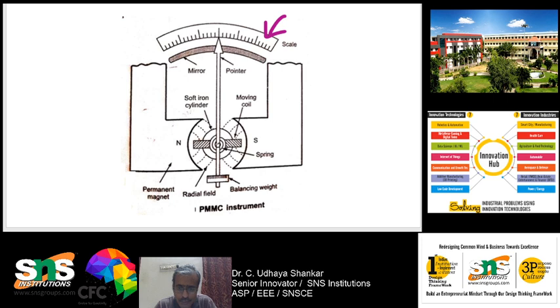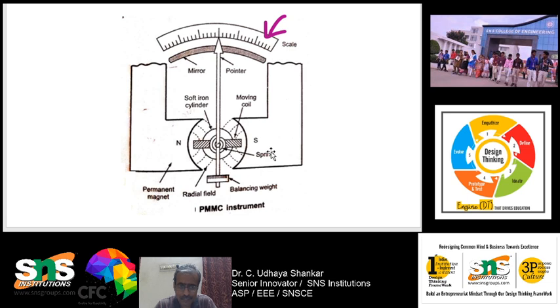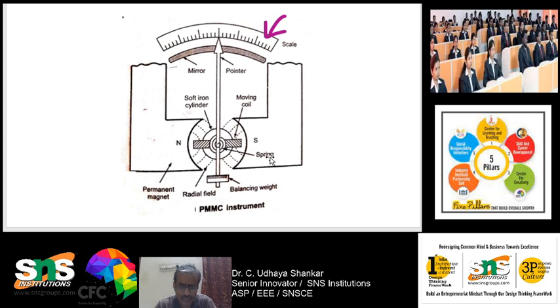One more thing I want to convey here: what are the errors? See, here it is using a permanent magnet. So you can see that the errors are very less. There are not many errors, since the permanent magnet is used. The thing is, as you go, the life is high.